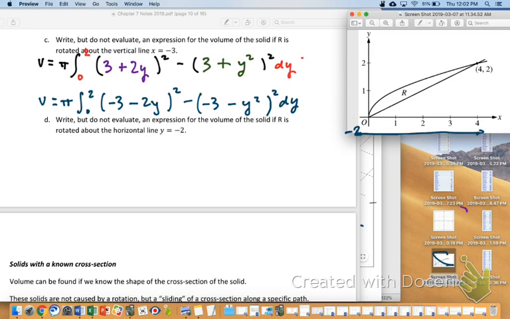Here's what I would do. Number 1, there's a hole, so I'm going to say washers. Volume equals pi integral of big R squared minus little r squared. I also know that I'm perpendicular to my axis of rotation, so it's dx, right? I'm accumulating from left to right, so it's 0 to 4.